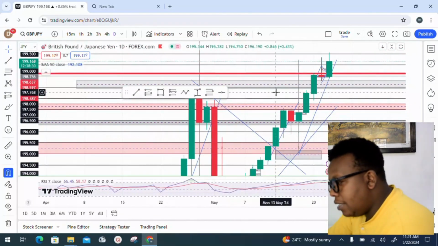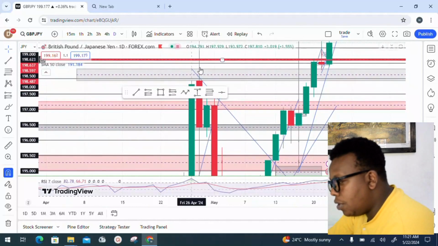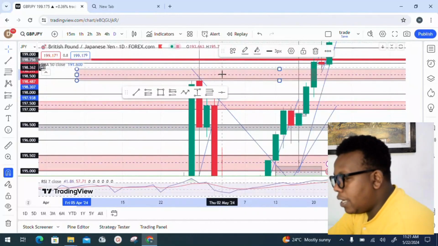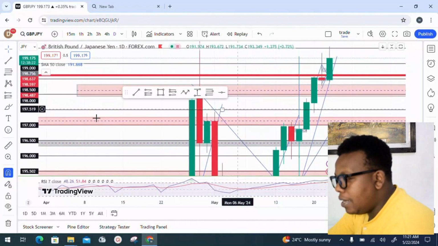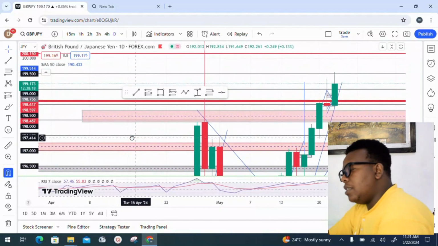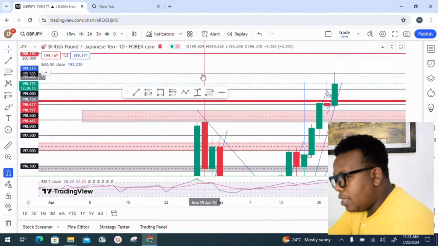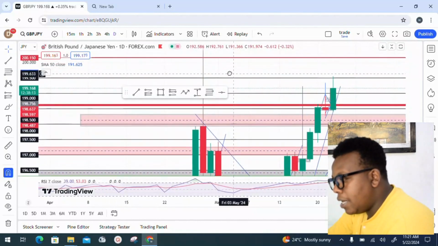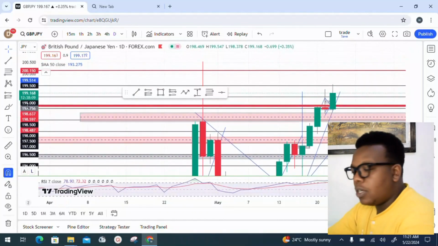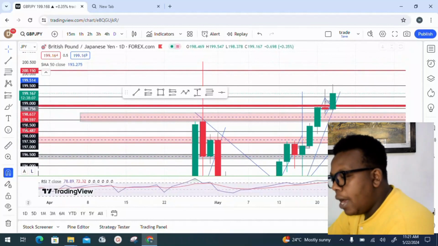The other thing I did, I came here and I drew this zone. This is a zone that I drew, and I realized last time the market came to this place, it really struggled, and you can see this long wick on the upper side. It shows that the market was really rejected at that point, and it was unable to close.